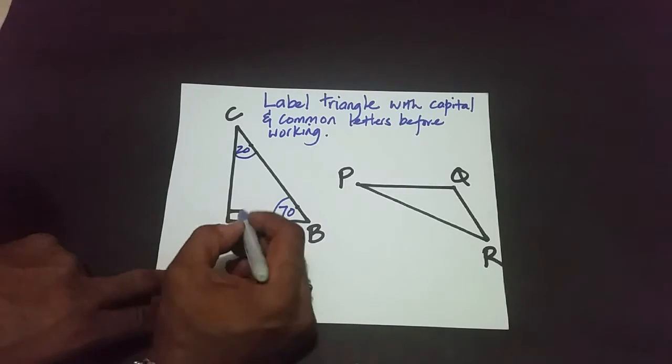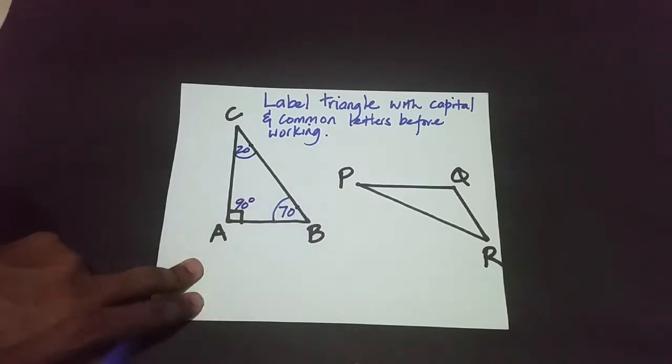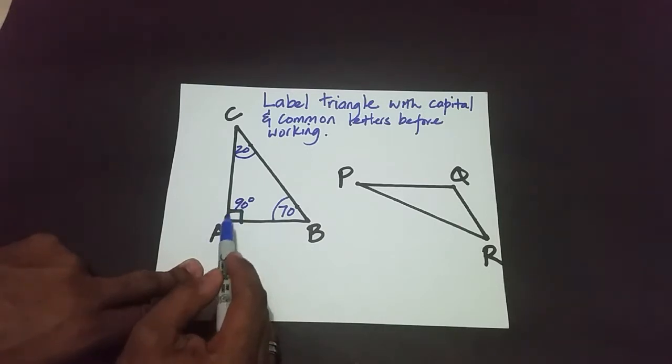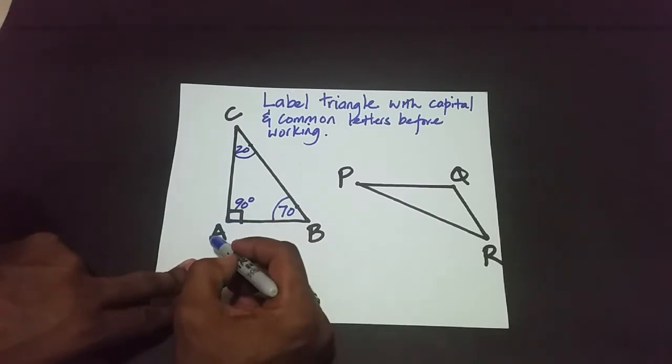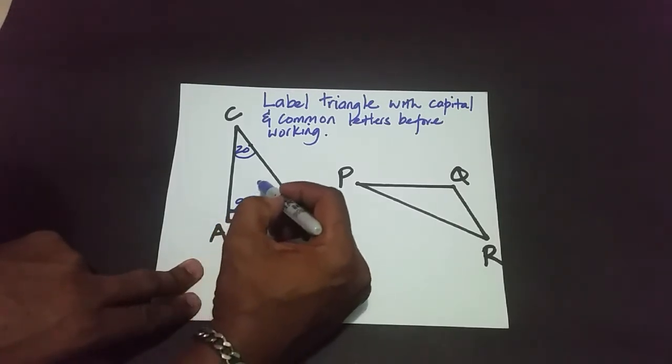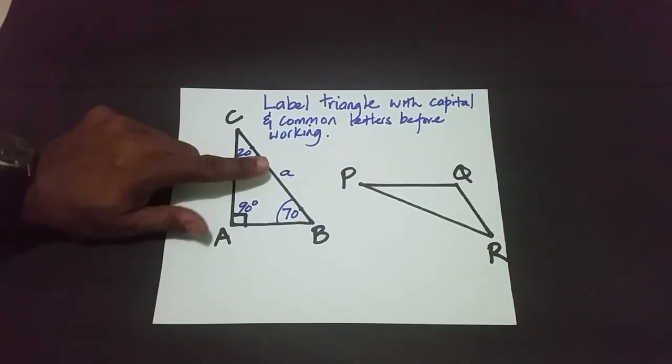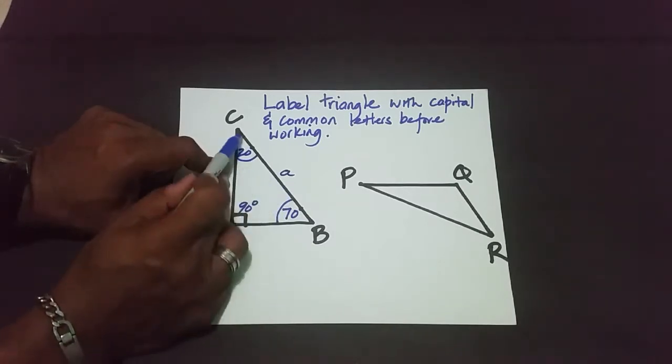Now, this angle here is a 90 degree angle, obviously. This capital A here denotes the 90 degree angle at this vertex. Now, the side that is opposite capital A is common A. And the common A is going to denote a length of side.